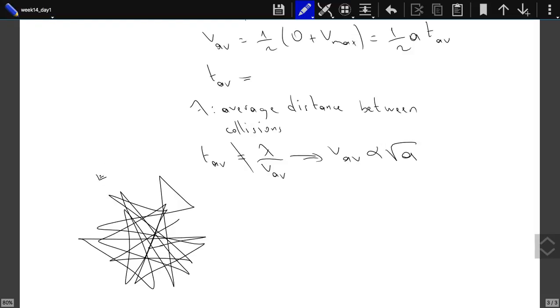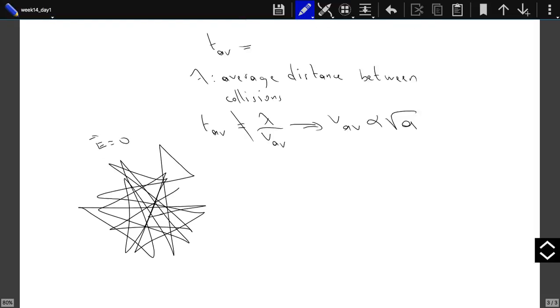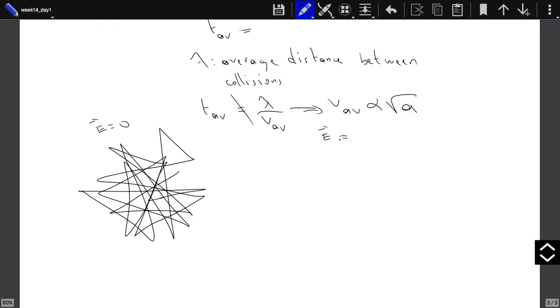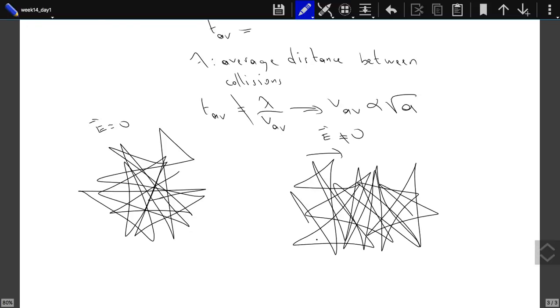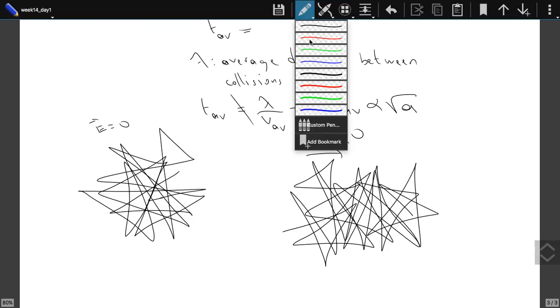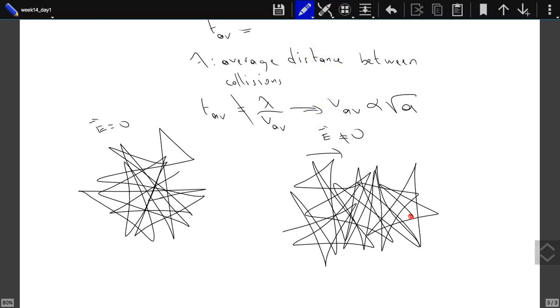So this is when E is equal to 0, and when E is non-zero, let's say in this direction, the electron again randomly collides. After the collision, the direction is kind of random, but nevertheless, it started from here, and now on the average it's somewhere over here. The electron is drifting.